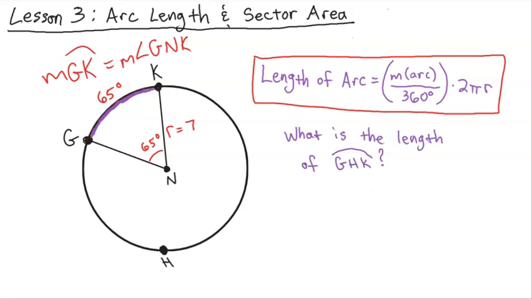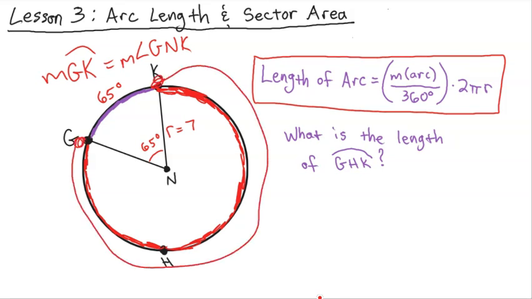All right, let's look at this now. This is now asking what is the length of major arc GHK. Now that is this arc right here. And so now we're going to need the measure of this arc. We need the degree measure of GHK. How many degrees is it from here all the way around to here?